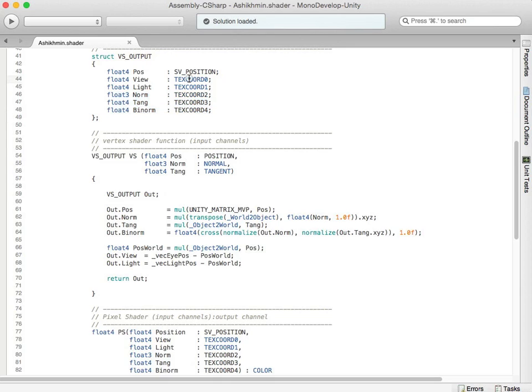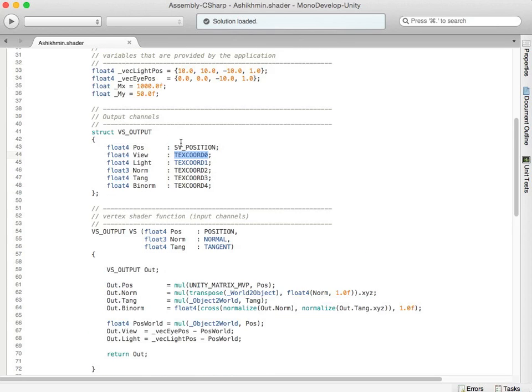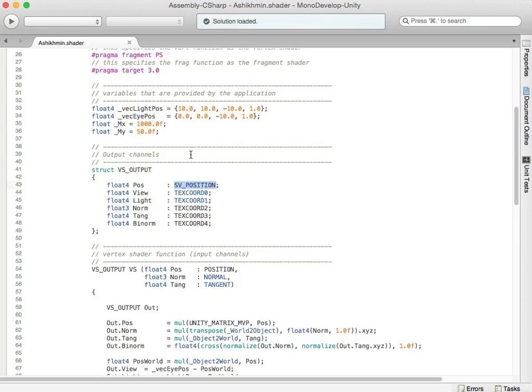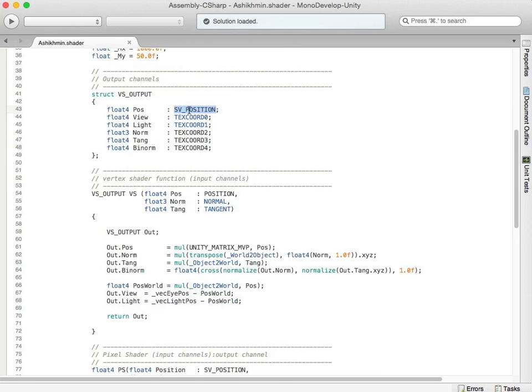So remember those semantics that I told you that generally map to fairly logical concepts like the position of the object, and so forth and so on. Well, the semantics, to a certain extent, are arbitrary. You can use them to line up variables, but they don't actually mean anything to the shaders. So here we can see that what comes in is the position, what goes out is the system value position, because we're passing it along to a geometry shader, or more likely a pixel shader.